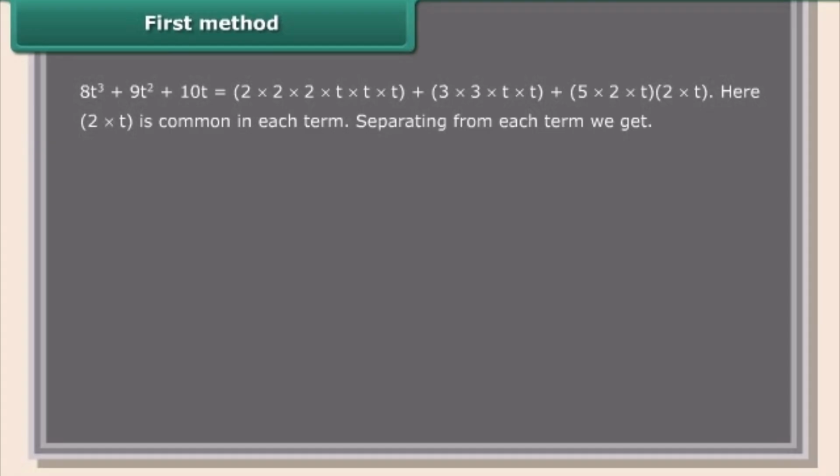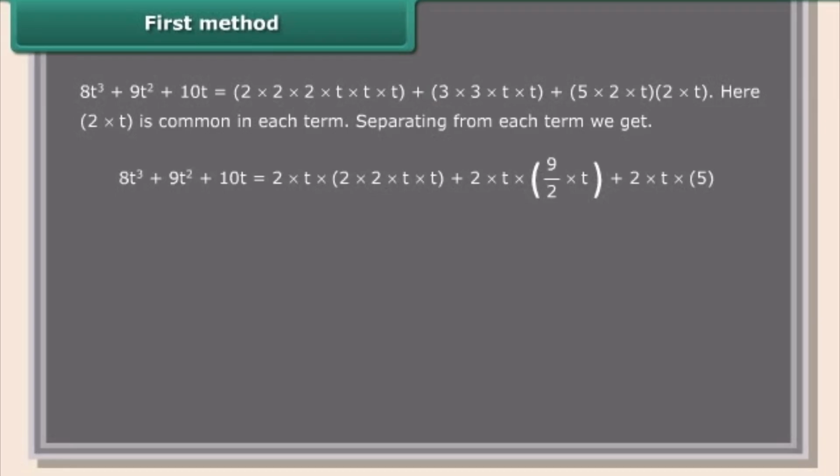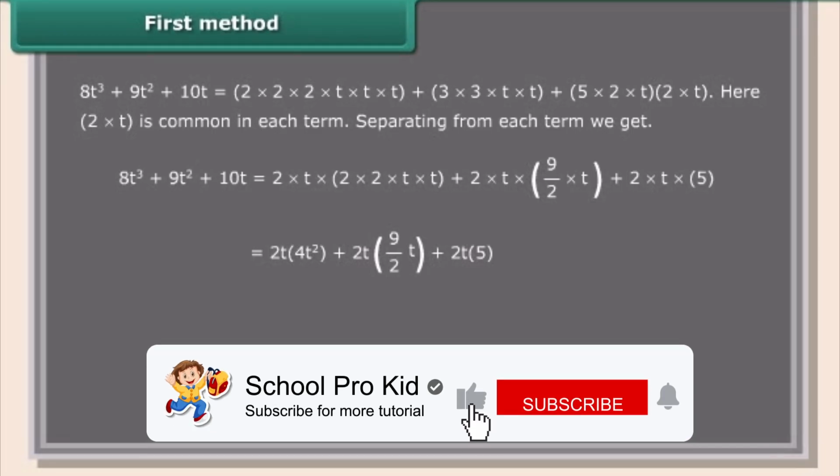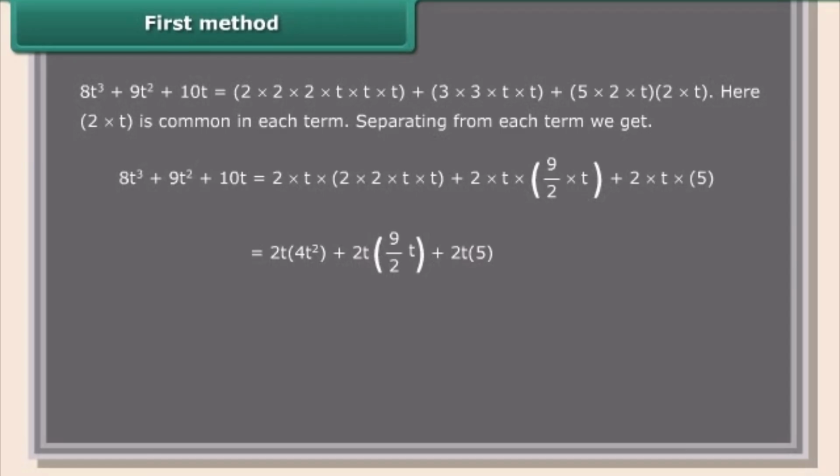Separating from each term, we get 8t cubed plus 9t square plus 10t is equal to 2 into t into 2 into 2 into t into t plus 2 into t into 9 upon 2 into t plus 2 into t into 5, which is equal to 2t into 4t square plus 2t into 9 upon 2 into t plus 2t into 5, which is equal to 2t into 4t square plus 9 upon 2 into t plus 5.